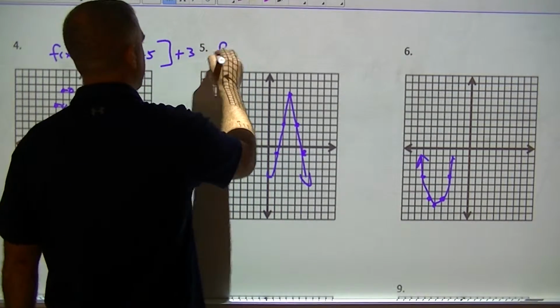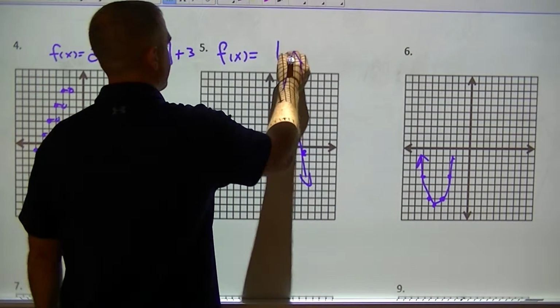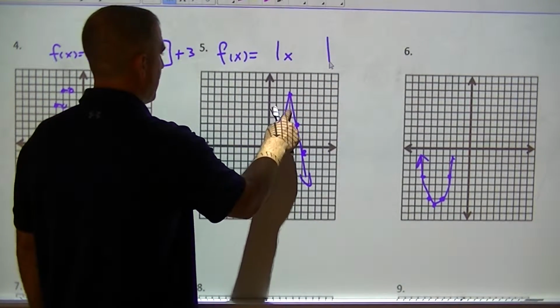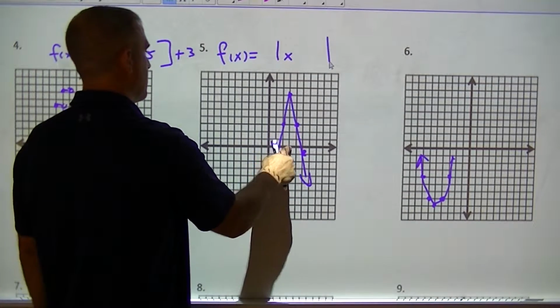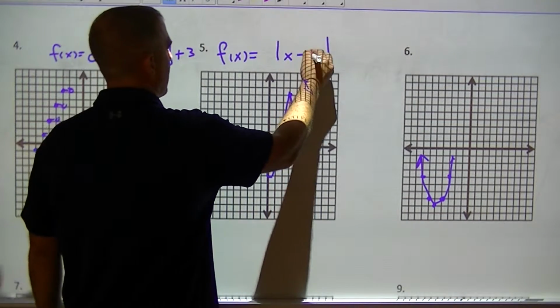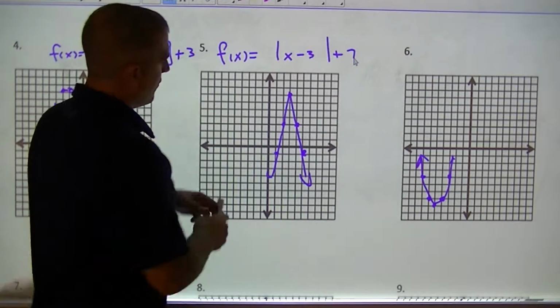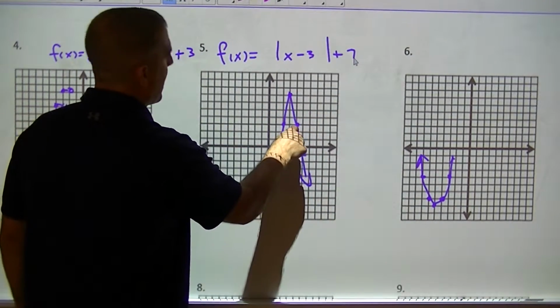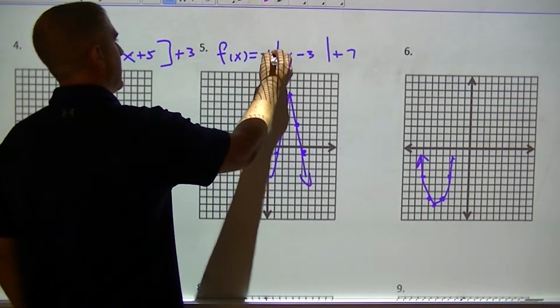This is an absolute value function. Anchor point is 1, 2, 3, then 1, 2, 3, 4, 5, 6, 7. So that's going to be -3, +7. Now on this one, if I go 1 right to the anchor point, 1, 2, 3, 4 down. So since I go down, that's going to be negative.